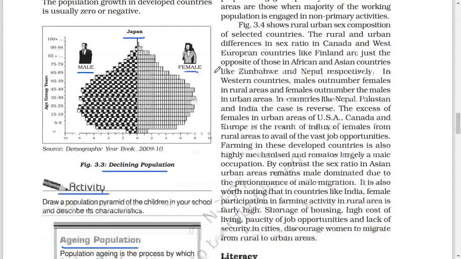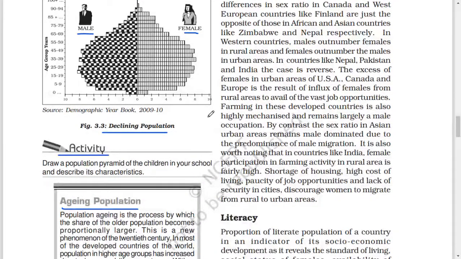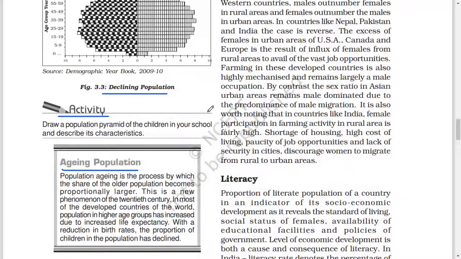The excess of females in urban areas of the USA, Canada, and Europe is the result of an influx of females from rural areas to avail of first job opportunities. Farming in these developed countries is also highly mechanized and remains largely a male occupation. By contrast, the sex ratio in Asian urban areas remains male dominated due to the predominance of male migration.